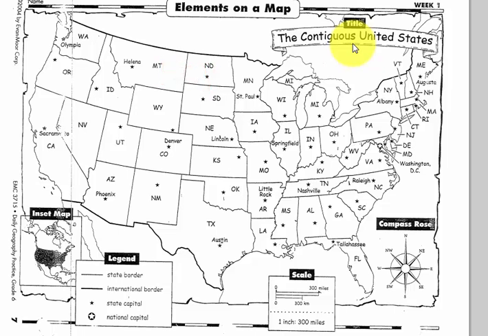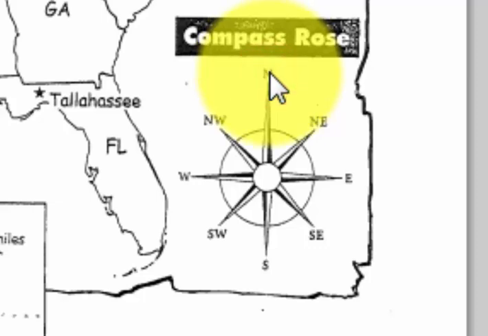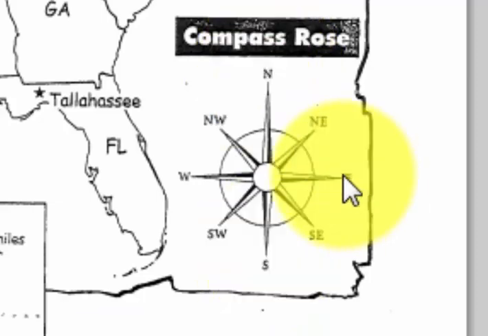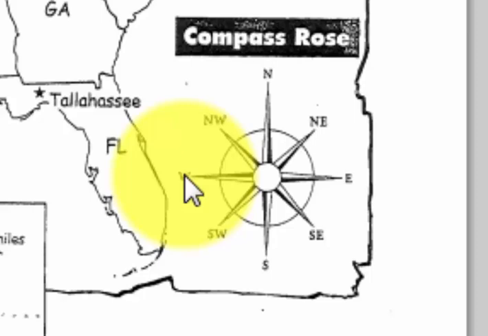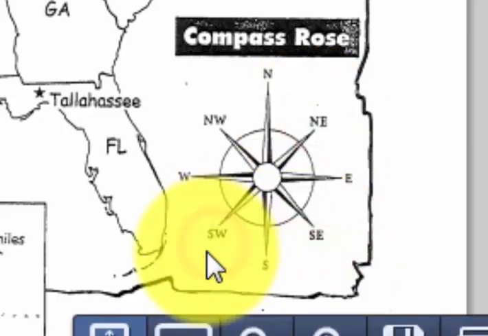Number 2, name the cardinal and intermediate directions shown on the compass rose. So right here, the compass rose, the cardinal are going to be what we call the main. So north, south, east, and west. Those are the cardinal or main directions. The intermediates are going to be northwest, northeast, southeast, southwest.